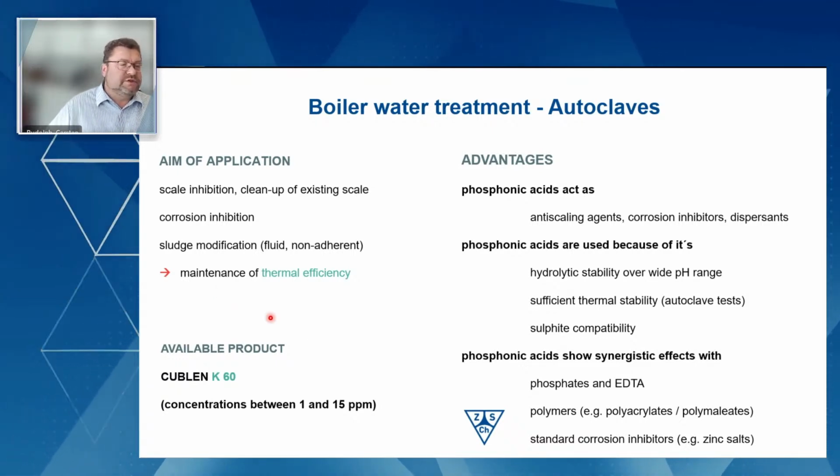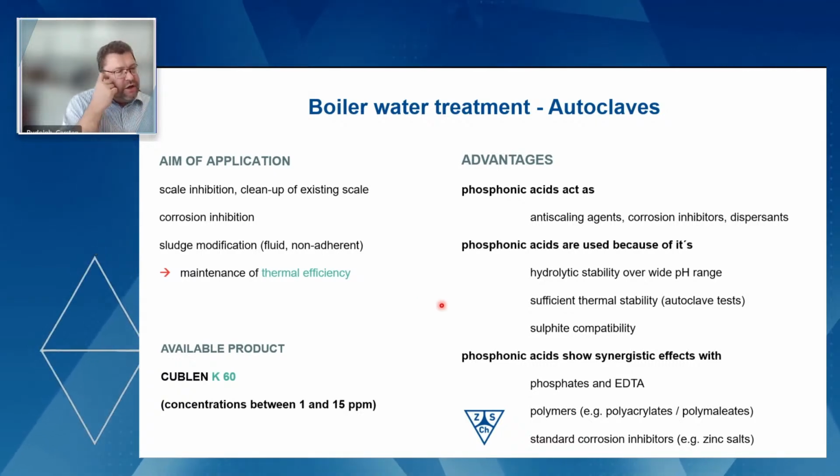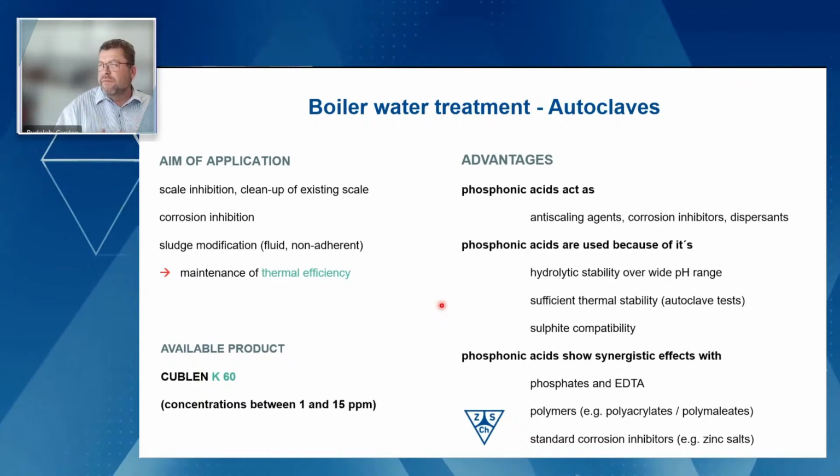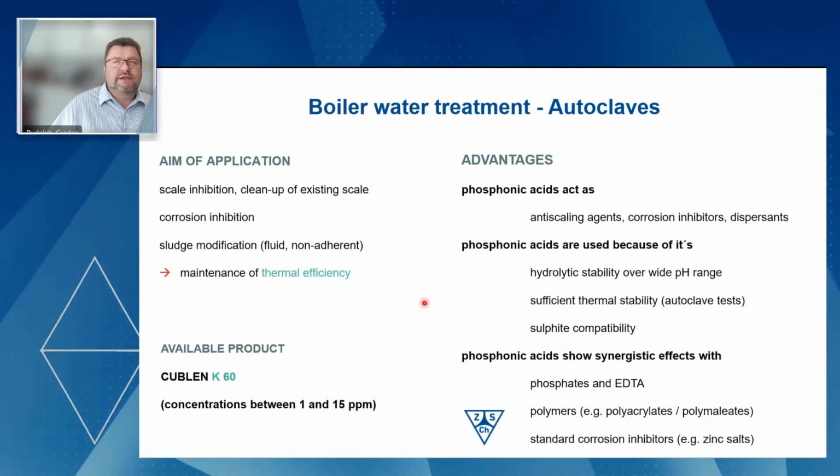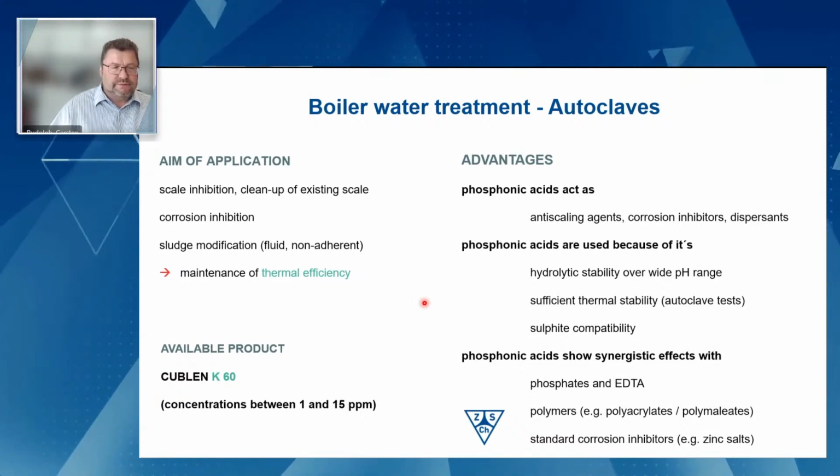And so the products which were applied in the past were standard phosphonates. So today we have mainly oxygen scavengers, which are used here for steam boilers, for example.